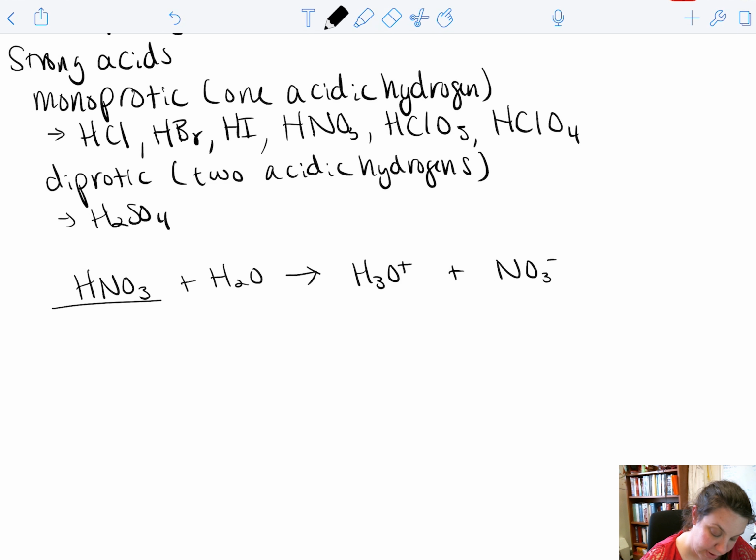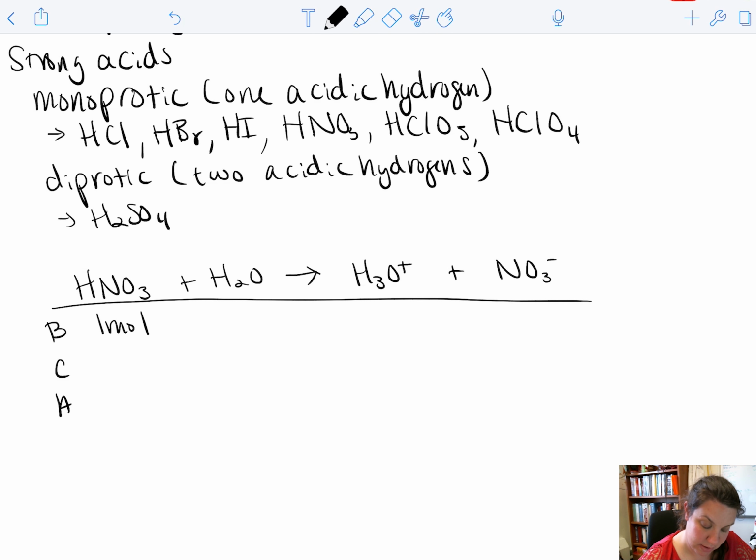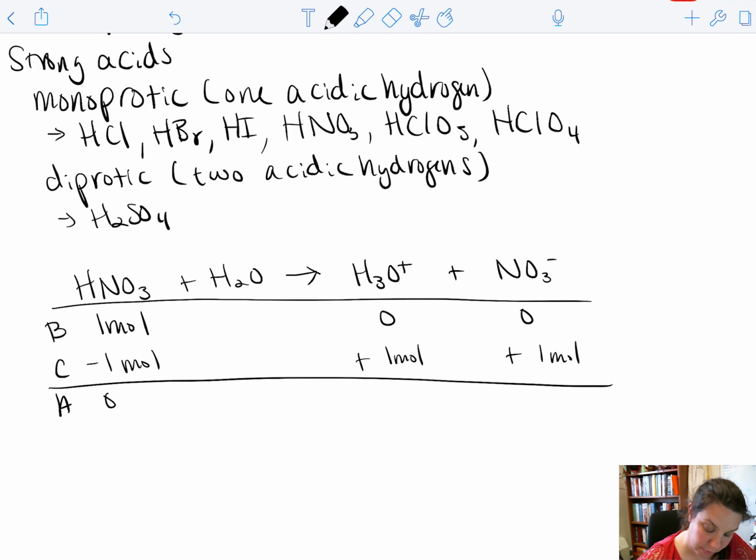So let's look at this in terms of a BCA table. If we start out with 1 mole of our nitric acid, and we have 0 moles of each of these, our change here would be minus 1 mole, plus 1 mole, and then plus 1 mole. So at the end of this, we'll have 0 moles of nitric acid left over, 1 mole of hydronium, and 1 mole of our nitrate ion.